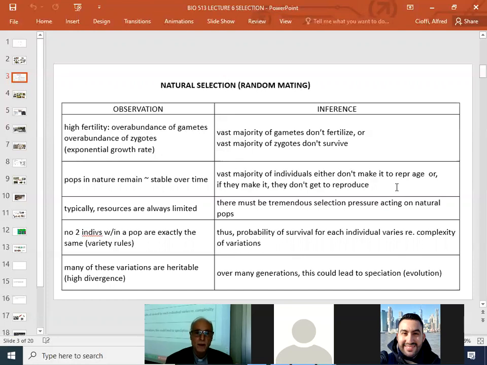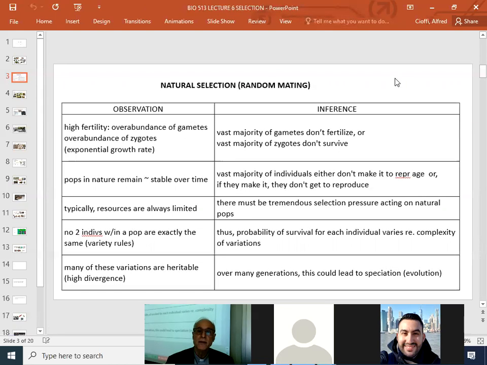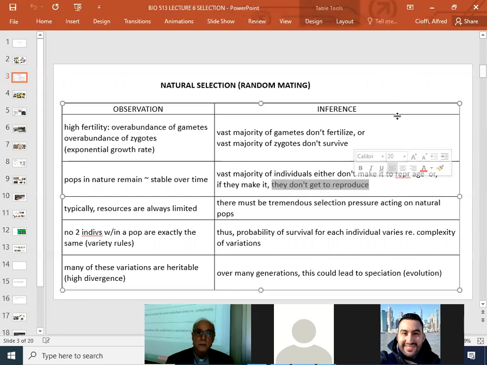So there is replacement. That means that most of the juveniles don't make it to reproductive age, okay? Or if they make it to reproductive age, in other words, if they make it to adulthood, adulthood defined as sexual organs being mature, all right? If they make it to adulthood, they don't actually get to reproduce. They could be like the beta male, right?